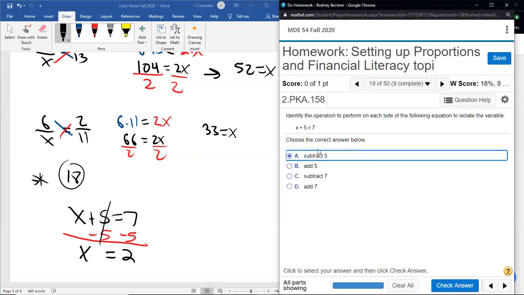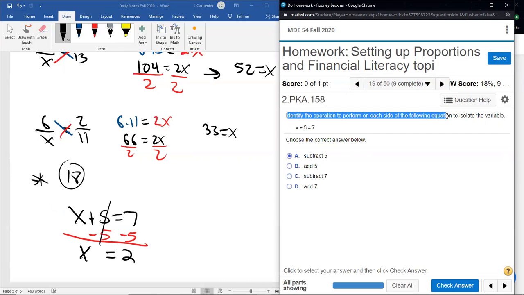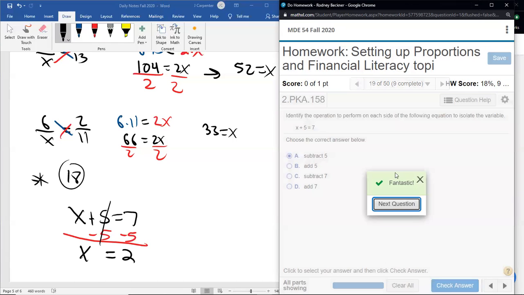Now, you might say, well, it doesn't ask me to write X equals 2 anywhere. That's because the instructions weren't to solve it. Just identify the operation to perform on each side. That's the red ink. We subtracted 5 on both sides. Now, there's something cool about equations. Technically, I can do just about anything I want to on that equation. I can add 3 on both sides. I can multiply by 17. I can divide by pi. I can square both sides. I can square root both sides. Asterisks, kind of, but we don't do that in this class, really.